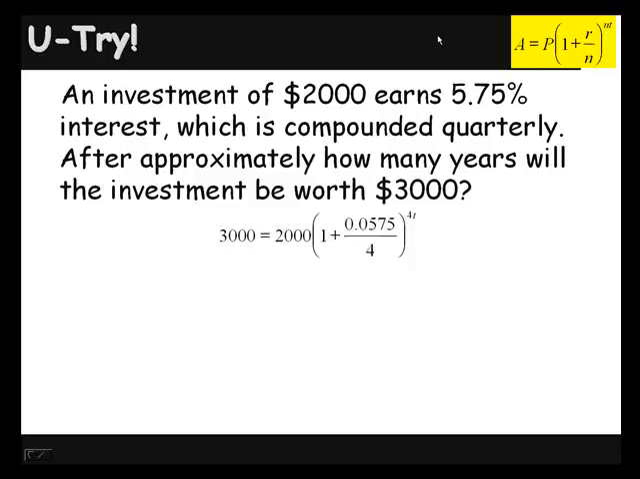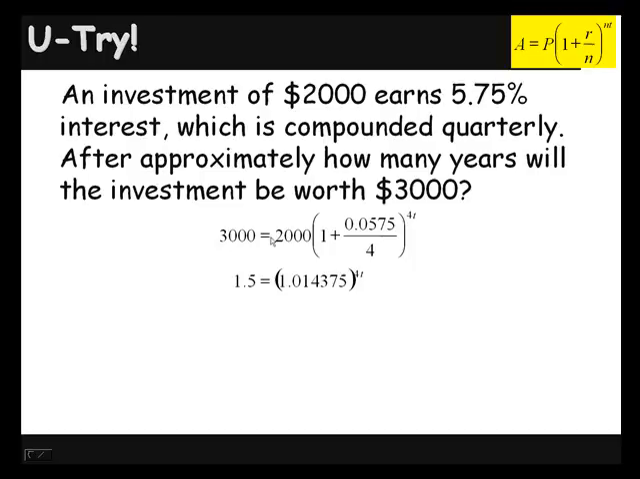So let's plug in everything. We're trying to get the $3,000. We have $2,000. 1's part of this little formula. 5.75% is this decimal. We're compounding quarterly. That's 4 times a year, to the 4 times number of years power. So we've got a t here. This is what we have to solve for. Let's see what we can do.